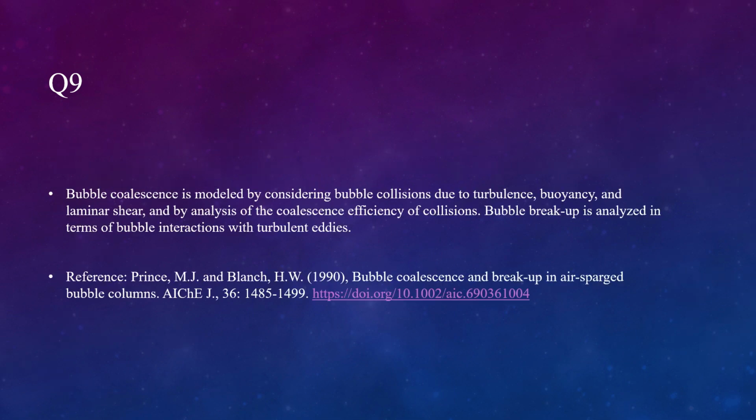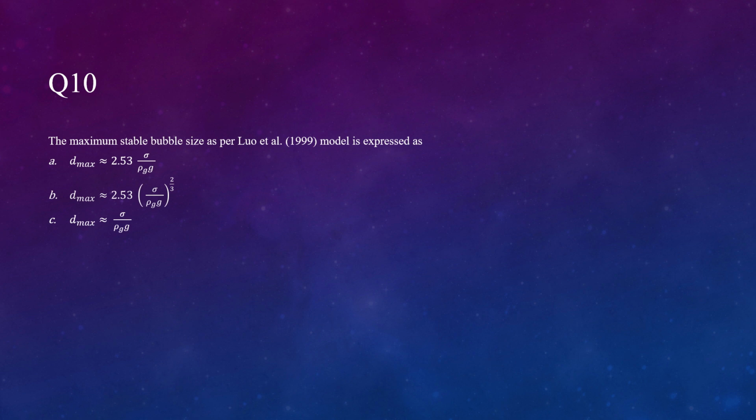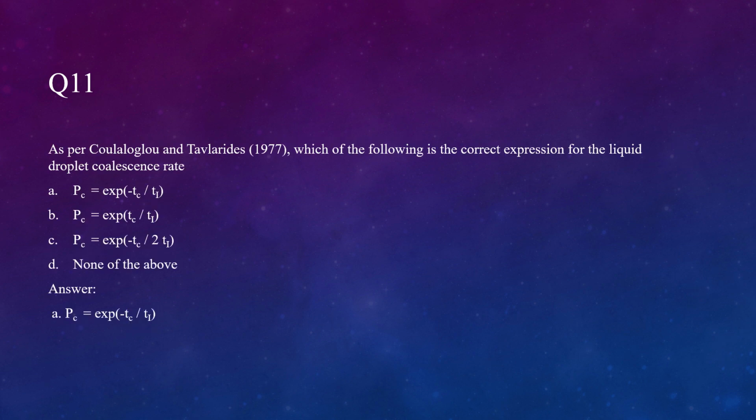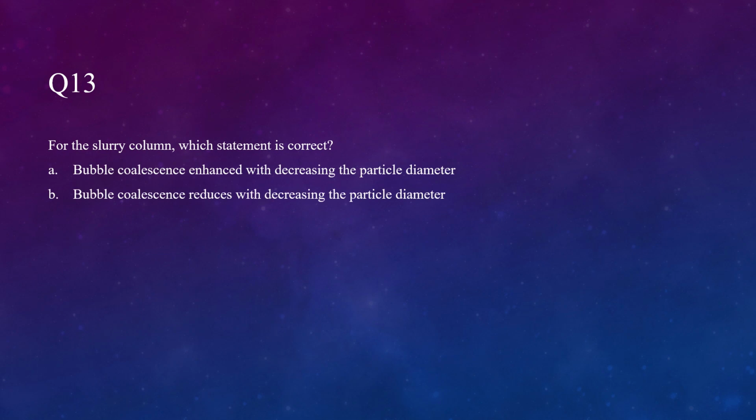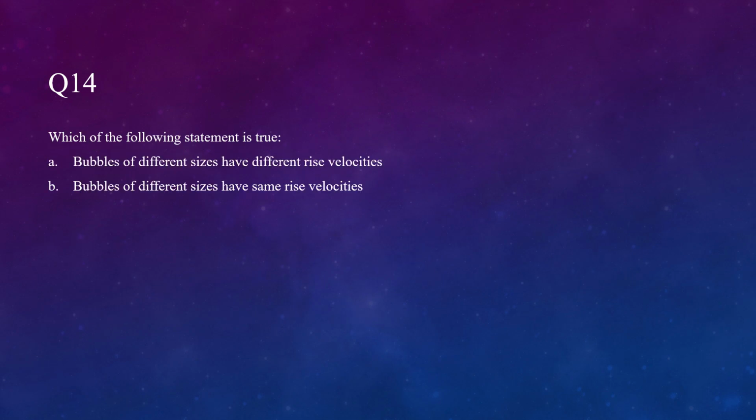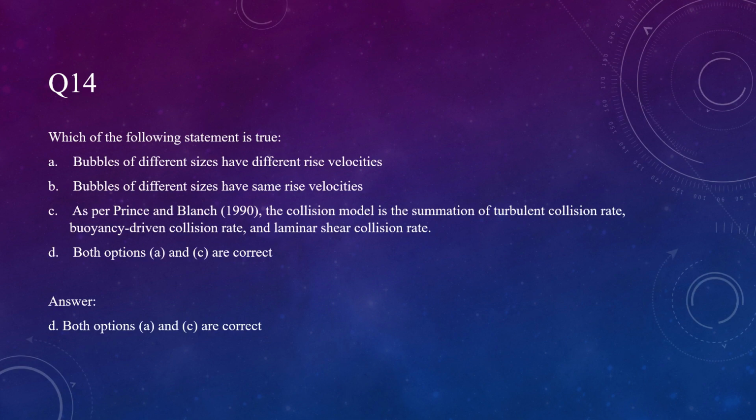So the right answer in the given question is both option A and C are right. Which is bubbles of different size have different rise velocity, and also as per Prince and Blanch model, the collision model is the summation of turbulent collision rate, buoyancy driven collision rate and laminar shear collision rate.